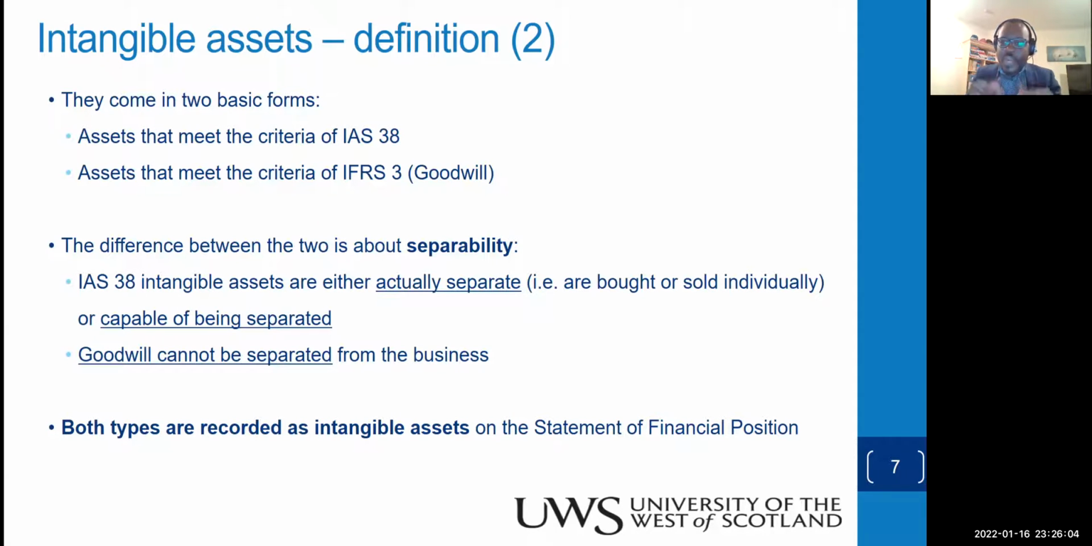Okay, so the good name of Amazon cannot be separated from Amazon. All right, take this. It makes life easy for us. Both types are recorded as intangible. No worries about that. So you can see a brand or trademark and it is recorded as an intangible. And you can see goodwill, and it is also recorded as intangible.